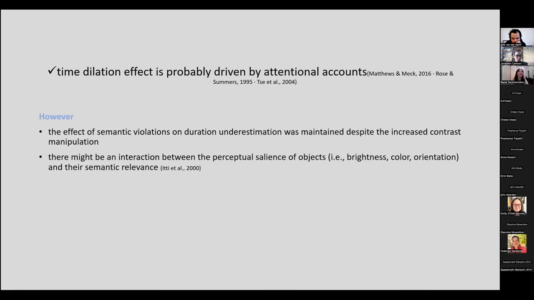And lastly, for the attention, depending on our findings, we believe that this time dilation effect is driven by attentional accounts. However, as I already mentioned, the effect of semantic violations is still there. We can still see the underestimation, but it wasn't as strong as it was without the contrast manipulation. And we need to further investigate the interaction between semantic violations and the perceptual saliency of objects, like their brightness or color, or even their orientation.